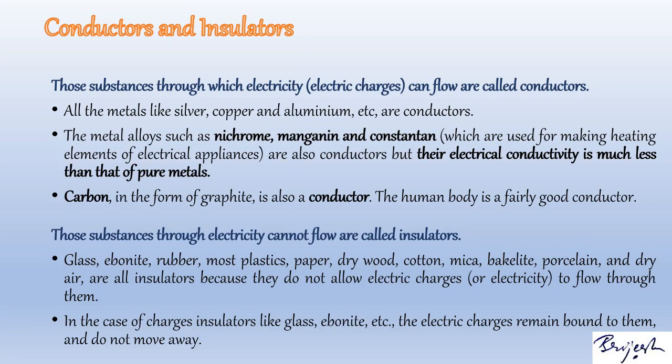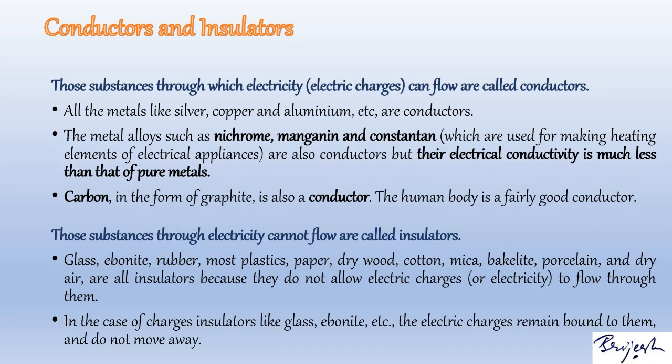All the metals like silver, copper, aluminium are conductors. The metal alloys such as nichrome, manganese, and constantan, which are actually used for making heating elements of electric appliances, are also conductors, but their electrical conductivity is much less than that of pure metal. Carbon in the form of graphite is also a conductor. Our human body is a fairly good conductor.